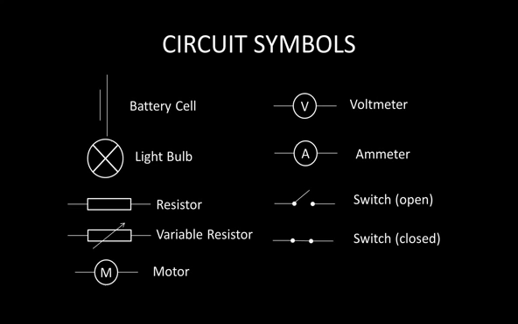Then you've got your ammeter. You can place this anywhere on the circuit, and if you place it anywhere on the circuit, it just basically tells you how much current is passing through that point in the circuit.